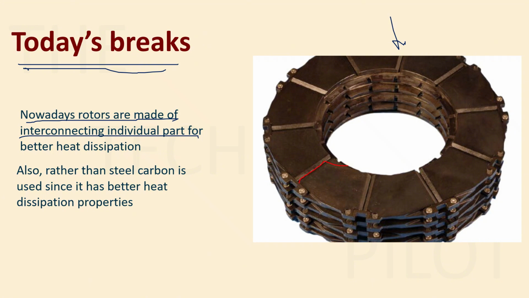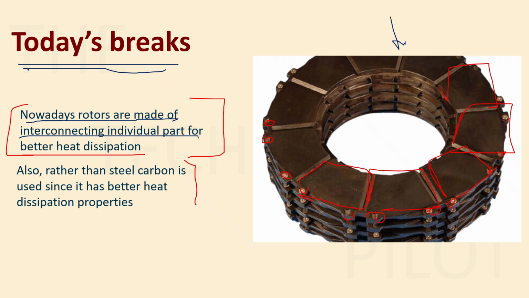You can see that this is a single individual part. Then there is this part, and this part. All of these parts are separate and they are attached with bolts and nuts. So this is how today's rotors are made. Why are they split into pieces? It's because of heat dissipation. Whenever you attach different parts together, the heat dissipation is a lot better, right? So this is one thing that is done in today's braking system.